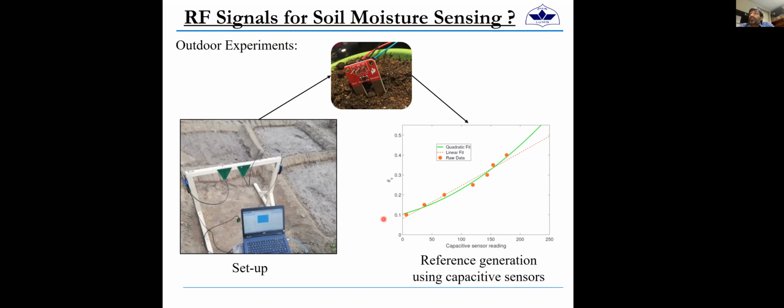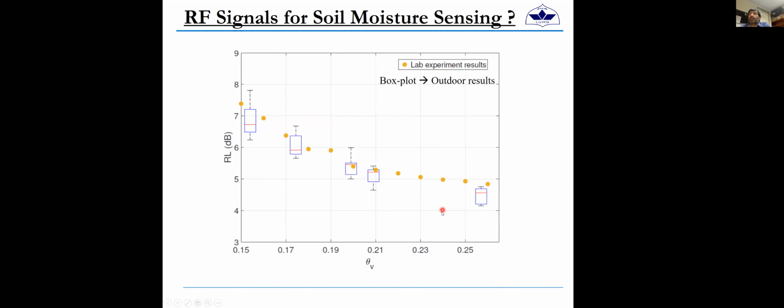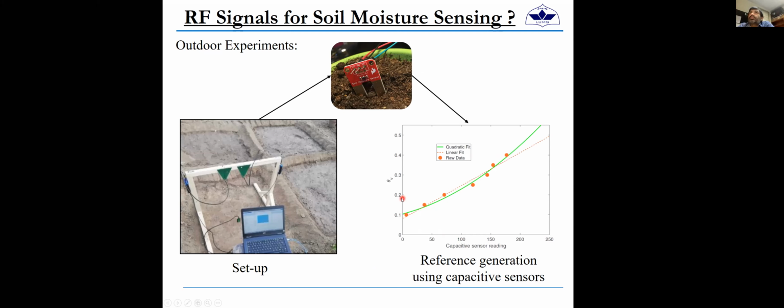So in this way, now we are sure that a capacitive sensor reading, for example, like 200 आएगी, so for 200, theta v will be 0.38. अगर capacitive sensor की reading, for example, 70 आएगी, for 70 reading of this capacitive sensor, sorry, you will have theta v which is 0.18 or 0.19, somewhere like this. So in this way, we generated our reference using these capacitive devices, but in lab settings. Now we use them here for generating the ground reference for our experimentation.